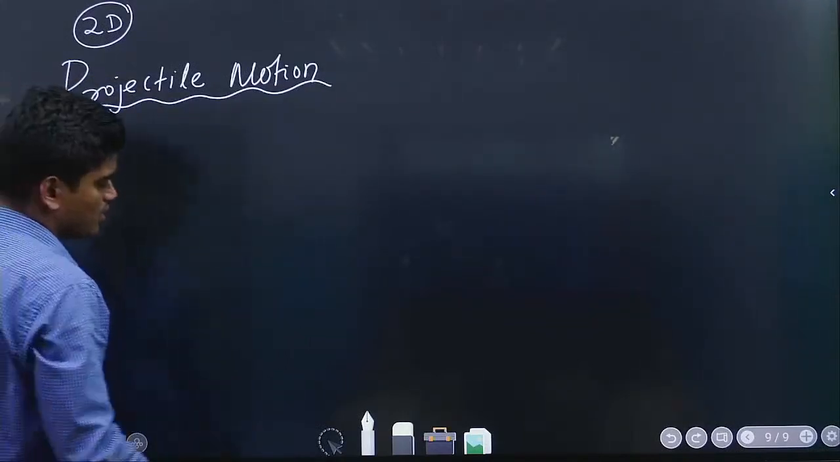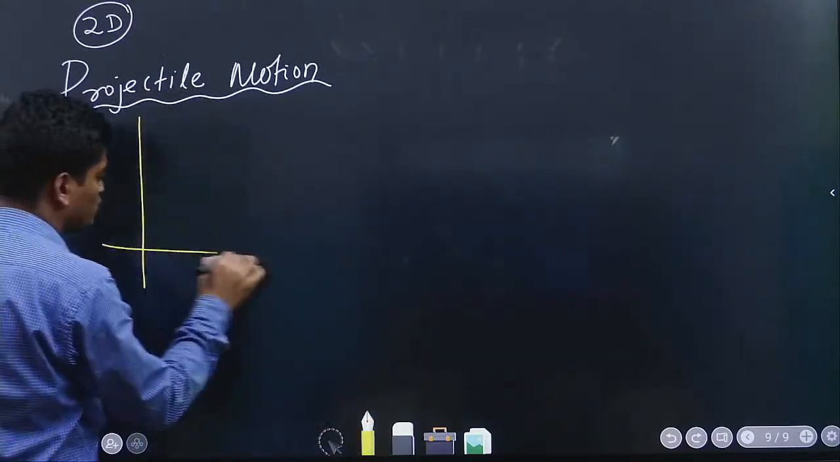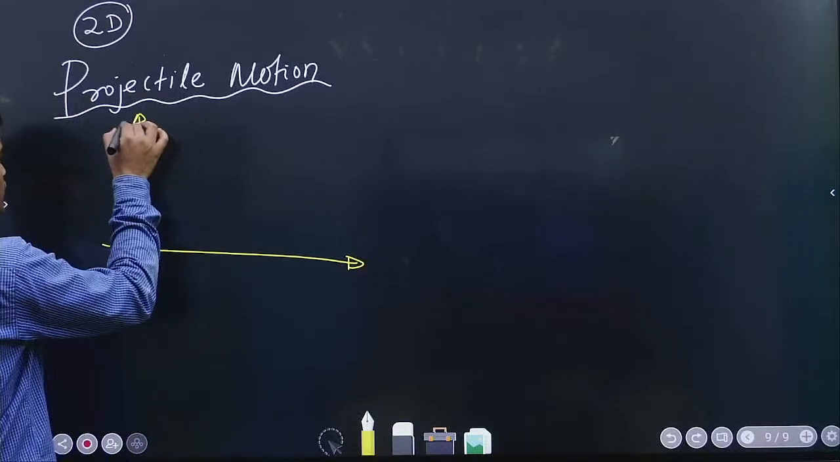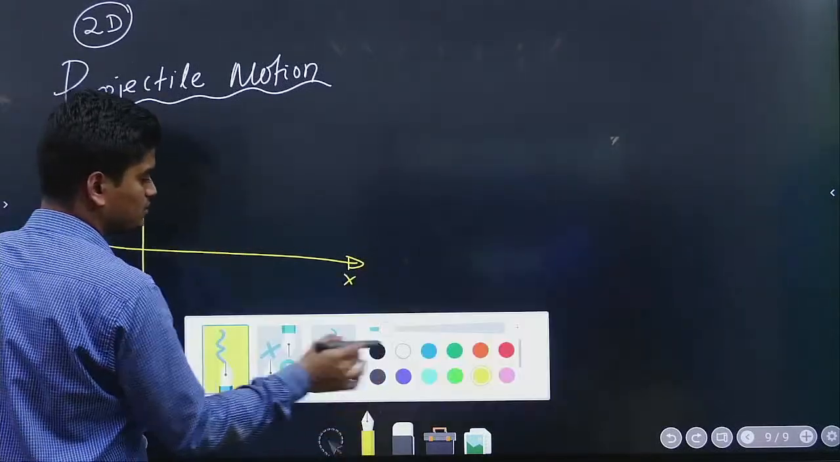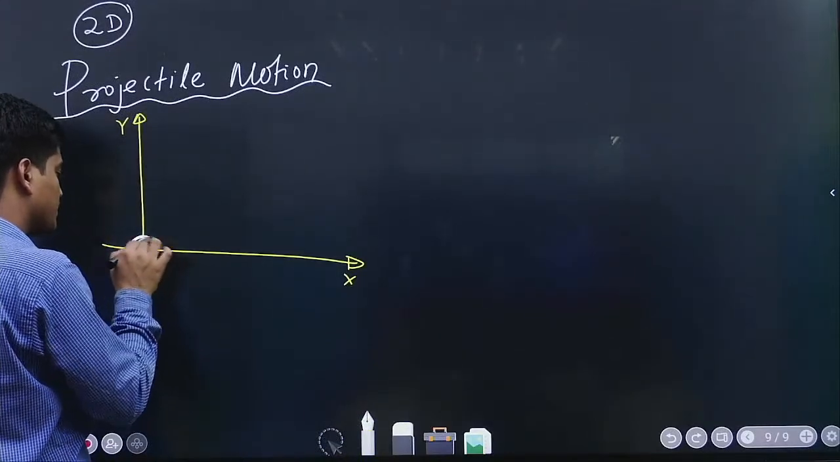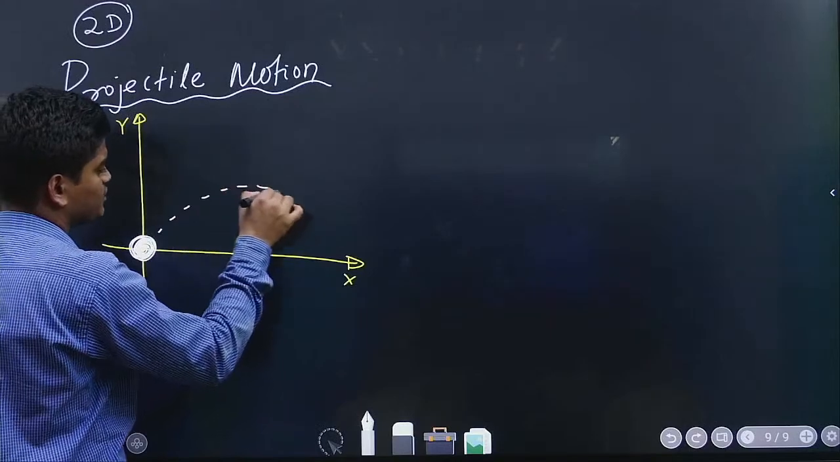Now listen here. So that is the application of kinematic equations only. So here two things are happening. So here you are having y, here you are having x, and here one object is there, and this object you are throwing with initial velocity how much?